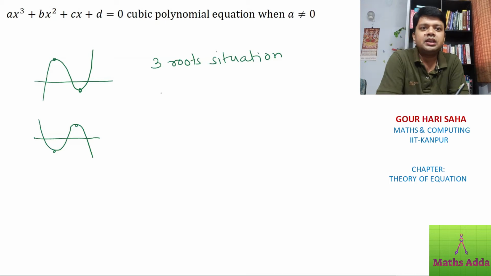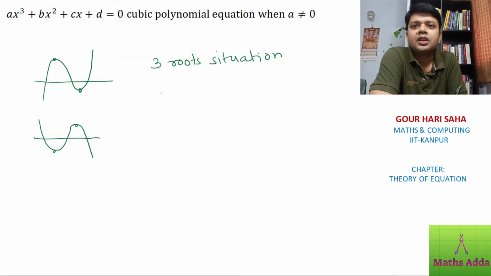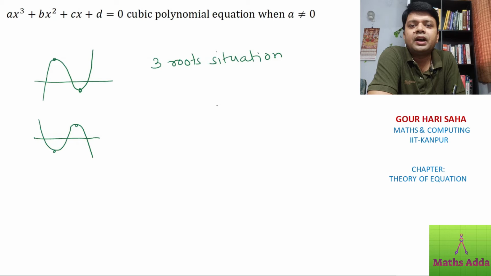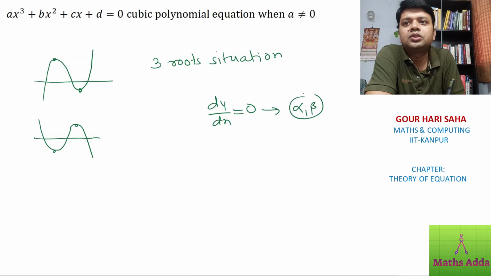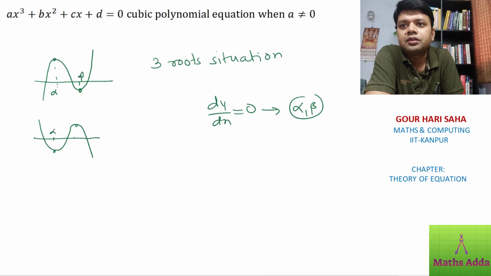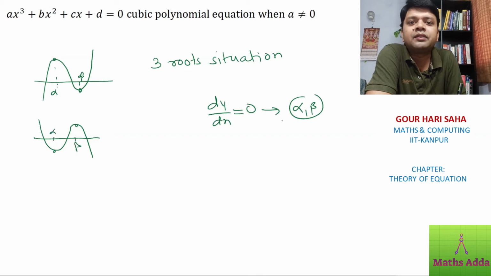Calculus has a theory of maxima minima. How do we do that? We find dy by dx, that is differentiation or derivative of the curve, and make it 0. It gives you critical points alpha and beta. Those will be this alpha beta, where it is minima or maxima, not the roots, right. So alpha beta will be the points where it is maxima minima, right.